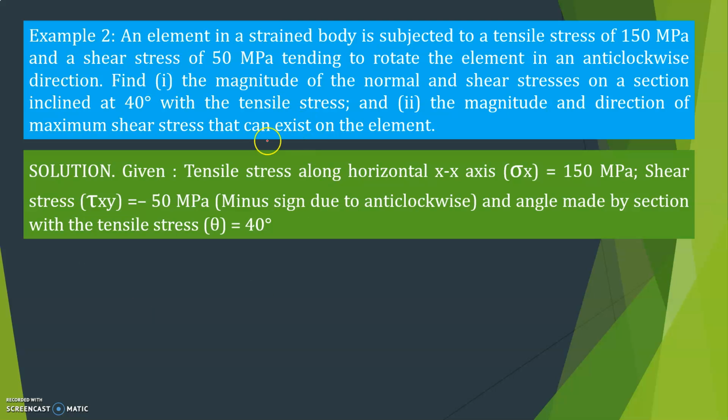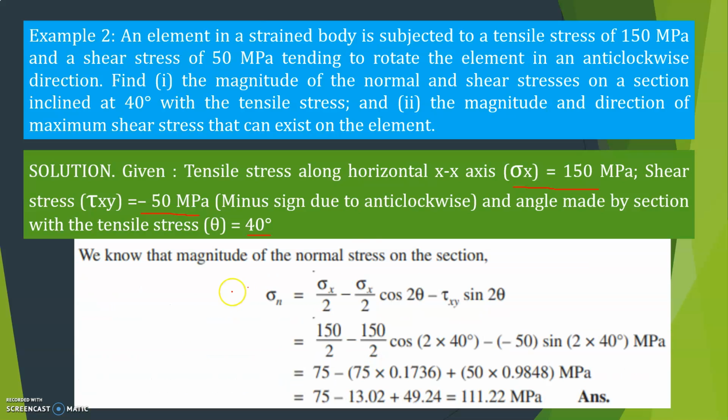Okay, what is given here? Tensile stress along the x-axis, that is sigma x, is equal to 150 MPa and shear stress tau xy is equal to 50 MPa, tending to rotate the element in an anticlockwise direction. So anticlockwise, that's why this is a minus sign. The angle made by the section with the tensile stress is equal to 40 degree. First let us find the normal stress on the section.